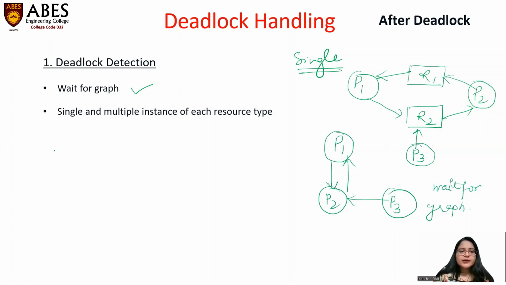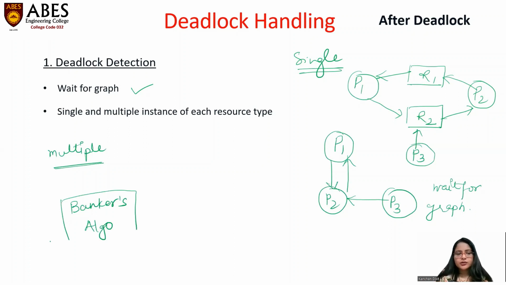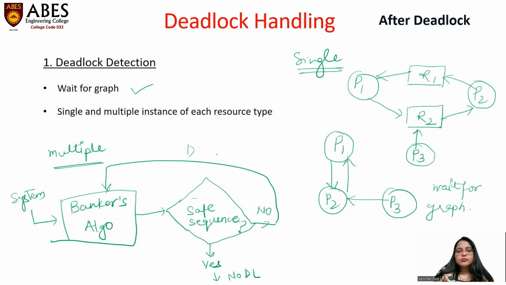Now if we talk about the multiple instances, so for multiple instance, we are using the banker algorithm. I am making a separate video about banker algo to find out the safe sequence. So there is the system. The system will run banker algorithm after a particular time interval. And if there is the safe sequence that is found by banker algorithm, then there is no deadlock. So this is about the deadlock detection.